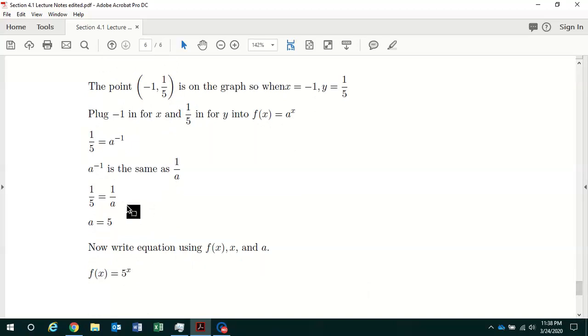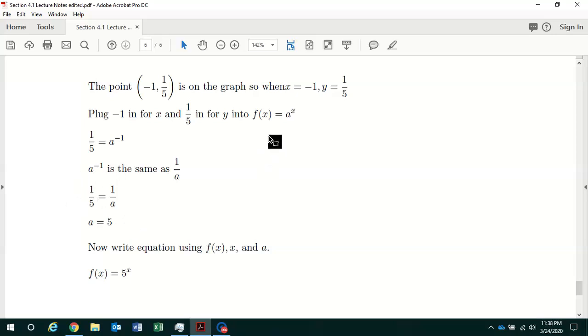There are multiple ways of doing this. One way is you multiply both sides by 5, and you multiply both sides by a, and you end up with a is equal to 5. Another way is you can cross multiply. 1 times a is a, 5 times 1 is 5, and you end up with a is equal to 5. So there are a couple of different ways you can show that the solution to this equation is a is equal to 5.